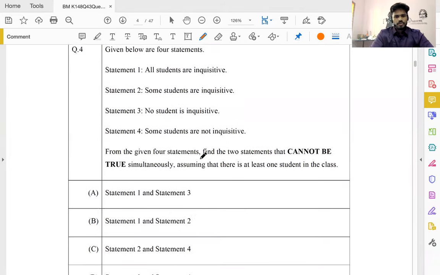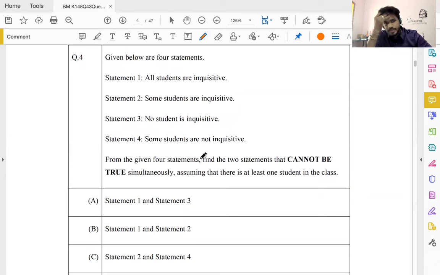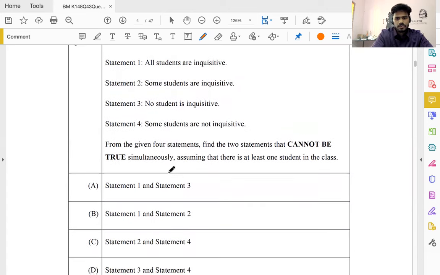Given below are four statements. All students are inquisitive. Some students are inquisitive. No student is inquisitive. Some students are not inquisitive. Find the two statements that cannot be true simultaneously.